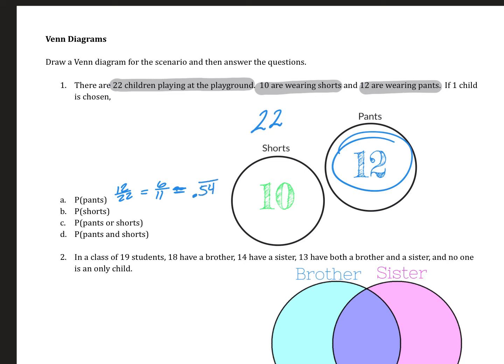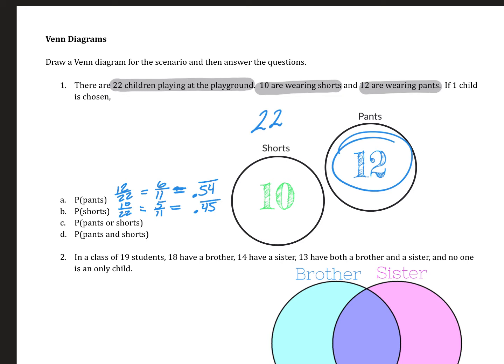And then it's giving us the repeating decimal of 54, 54 repeating. Now, shorts, since these are mutually exclusive events, is going to be the complement to that. That would be the remaining 10 students. So it would be 10 over 22. Again, since this is 6 11ths, the other one is going to be 5 11ths. And it'll also be the complement of 54, which is 45 repeated.